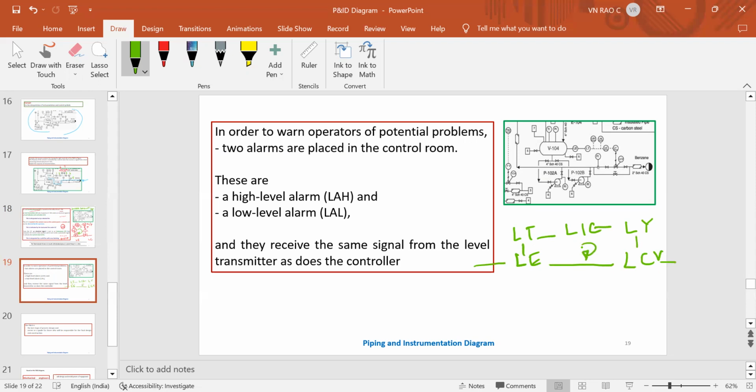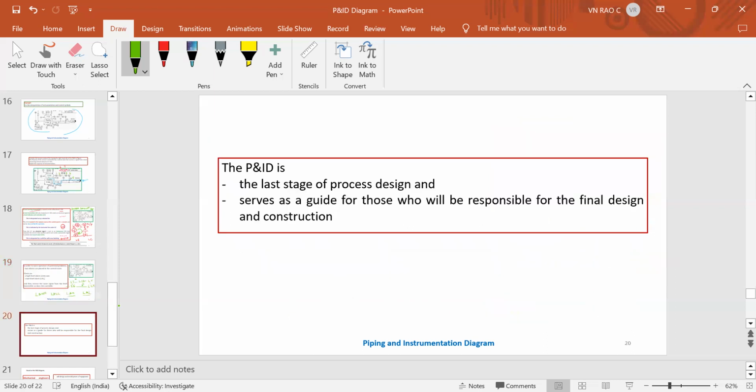Apart from this, from the LT to LIC, there is something called LAH, LAL. That means level alarm high, level alarm low. There can also be something called LAHH and LALL. It depends on in what way we want to understand. LAHH means level alarm high high, and LALL means level alarm low low. That's all. I think we are now able to interpret the diagram better.